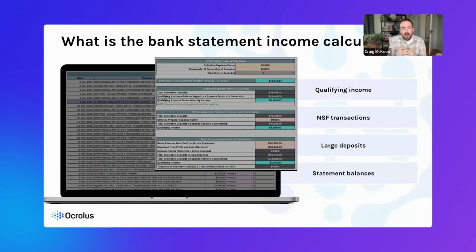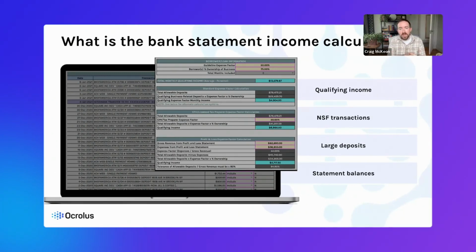So to kick us off, I want to show you the old version of the bank statement income calculator. That way we can tee up the reveal of our latest enhancements. But first, let's dig into the why behind the calculator. When it comes to non-QM lending, having a clear, accurate view of your borrower's financial health is extremely important. But it doesn't have to be complicated or time-consuming.